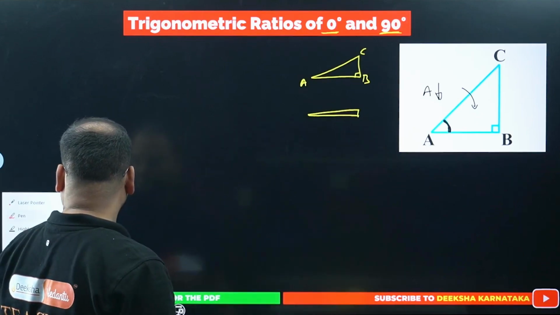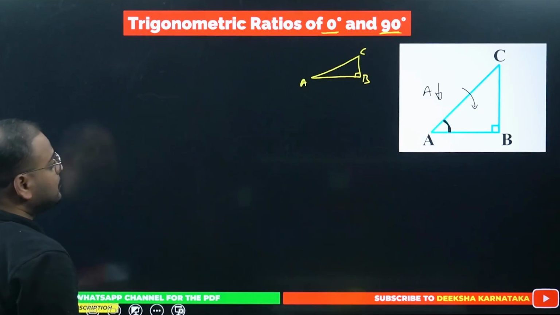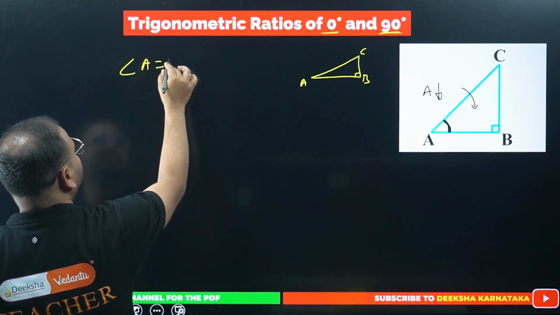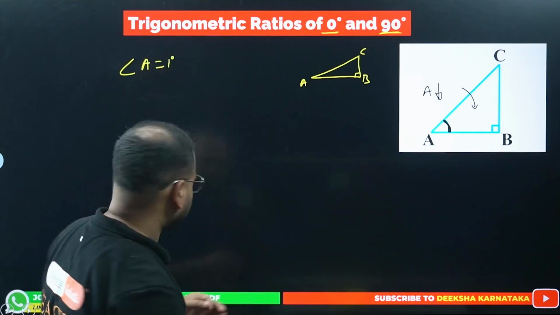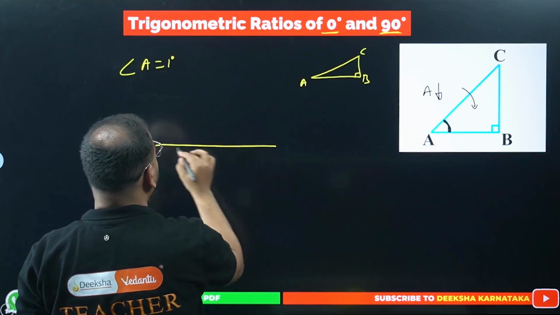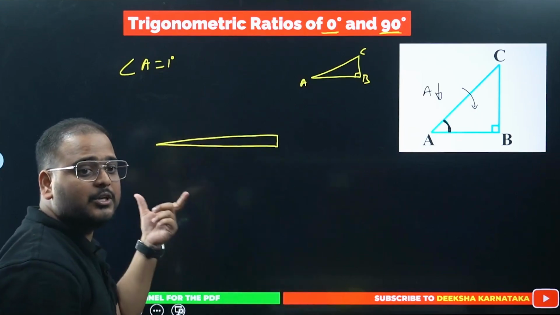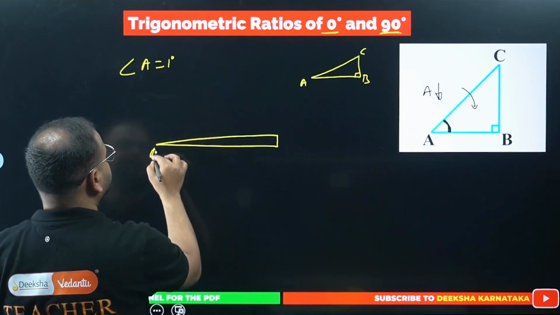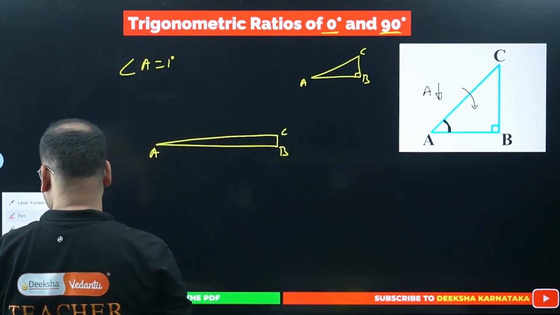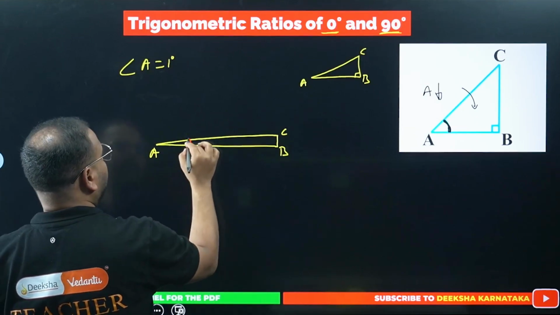Not visible. Let me draw a big figure. So for 1 degree, or 5 degrees, some very small angle, the triangle will look like this. Right before becoming 0, this angle is angle A, this is the right angle B, and this is C. Now see carefully, angle A is my angle of observation.